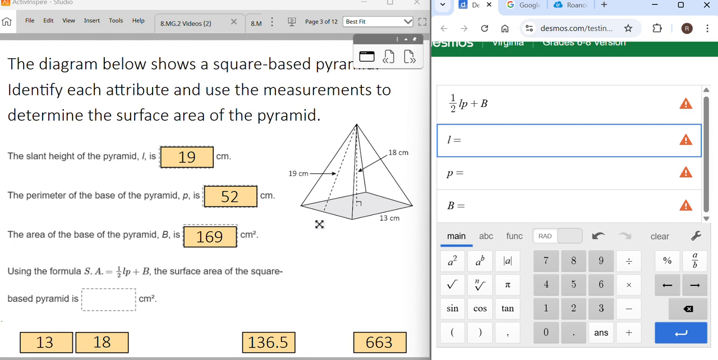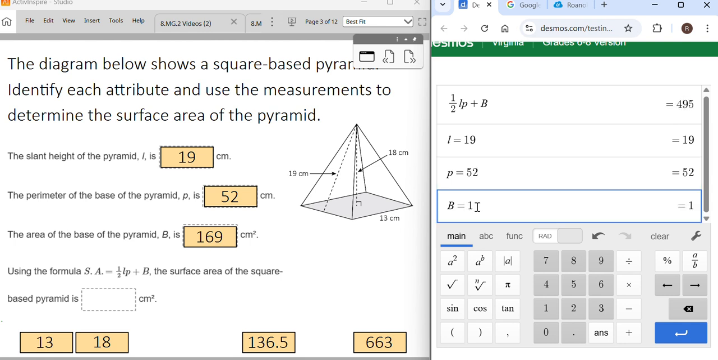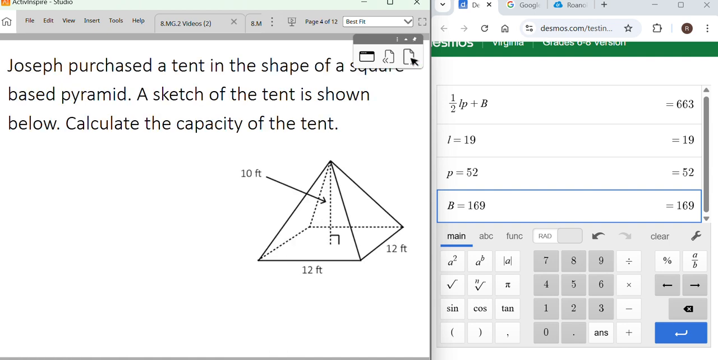So L we found was 19, so we're going to type that in. P, the perimeter of the base, was 52. And big B was 169. That means that the surface area of this pyramid is 663 centimeters squared. All right, let's look at the next one.